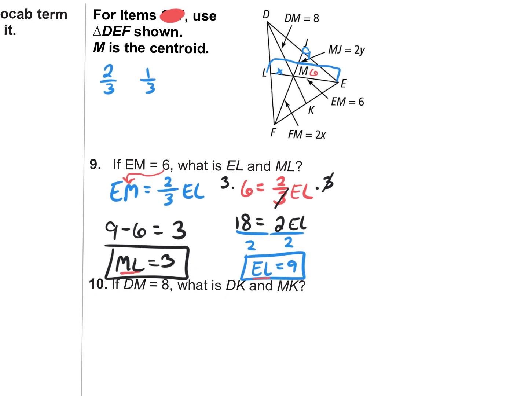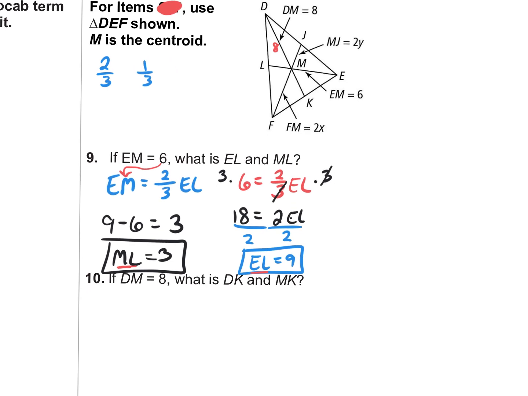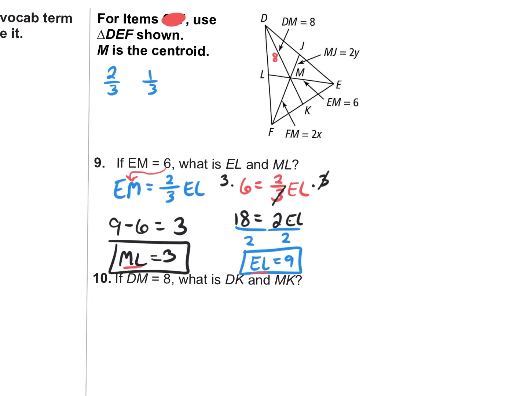Let's take a look at number 10. Number 10 says DM is 8. What else do we know about DM? It is the bigger half again. Okay, is it always going to be the 2/3? It will not always be the 2/3. So we have DM equals 2/3 of what? DK. Donkey Kong. What do we do from here?